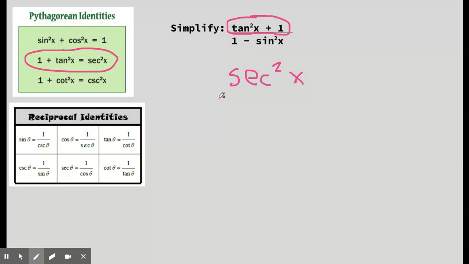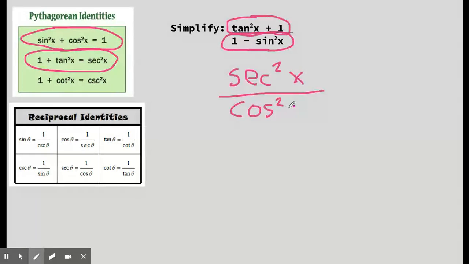All right, so that's my numerator. And the denominator, this is 1 minus sine squared x. So that means I'm working with the top Pythagorean identity. And that is going to be cosine squared x because I subtracted sine squared x from both sides. So my denominator now gives me cosine squared x. Now I can do a few more things. Hopefully you recognize that secant and cosine are reciprocals of each other.